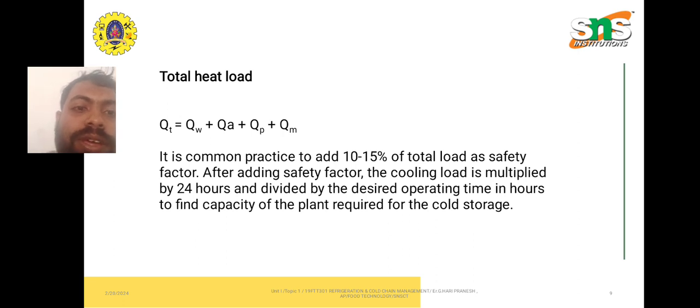Total heat load is given by Qt equals QW plus QA plus QP plus QM. It is common practice to add 10 to 15% of the total load as a safety factor. After adding the safety factor, the cooling load is multiplied by 24 hours and divided by the desired operating time in hours to find the capacity of the plant required for the cold storage.